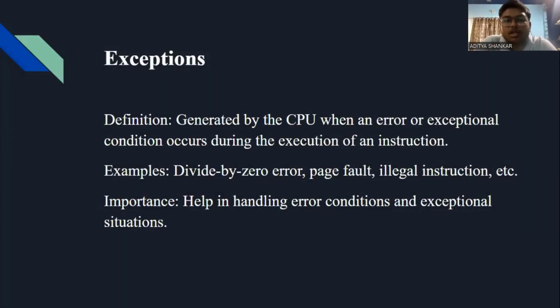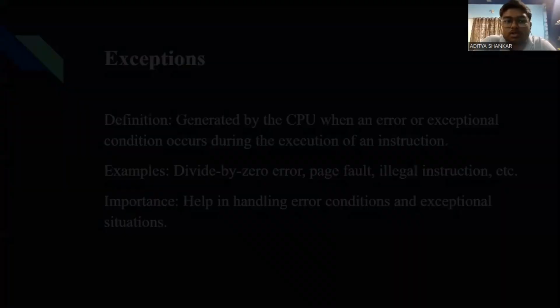Next type, exception. Exceptions are like, of course, the famous divide by zero error. If some number is being divided by zero, we know that it's indeterminate. So that is an exception, and hence an exception interrupt is generated. As you can see, it is generated by the CPU when an error or exceptional condition occurs during the execution of an operation. Why are they needed? In handling error conditions and exceptional situations.